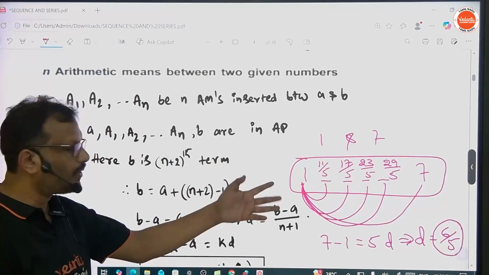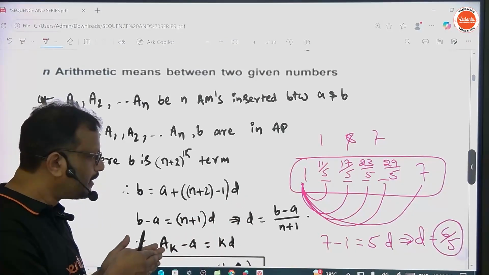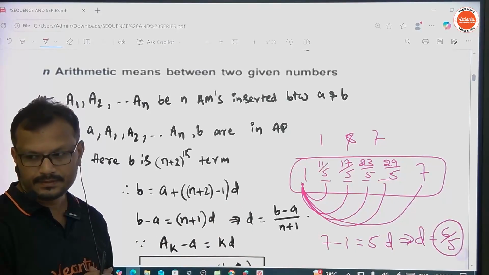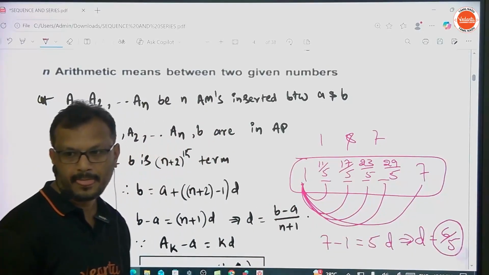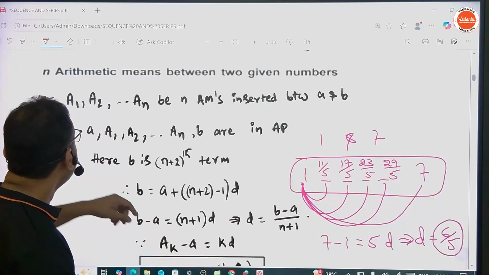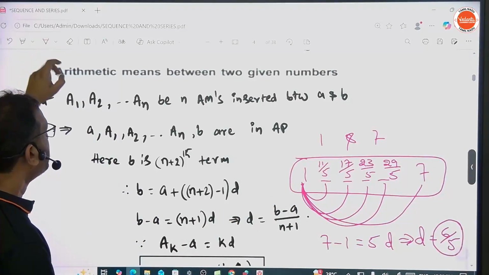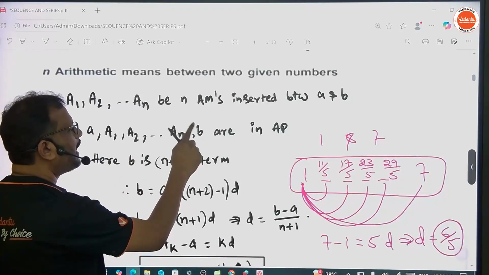So now we are inserting only 4 numbers between 1 and 7, so that the whole sequence must be in AP. Yes, it is in AP only. What is the common difference between them? 6 by 5. So generally we will see now. This is just an example, right? If there are n terms, for example, in between A and B, so that the whole sequence must be in AP.